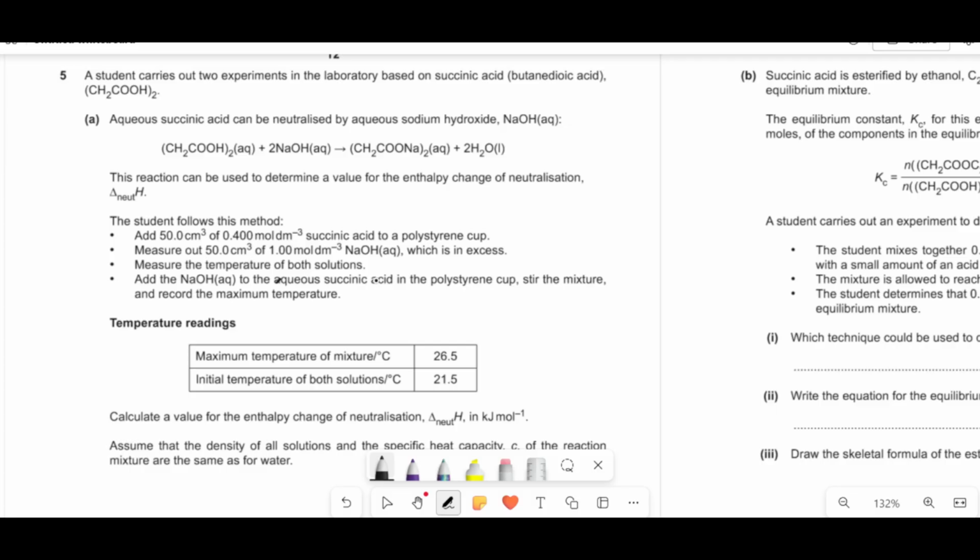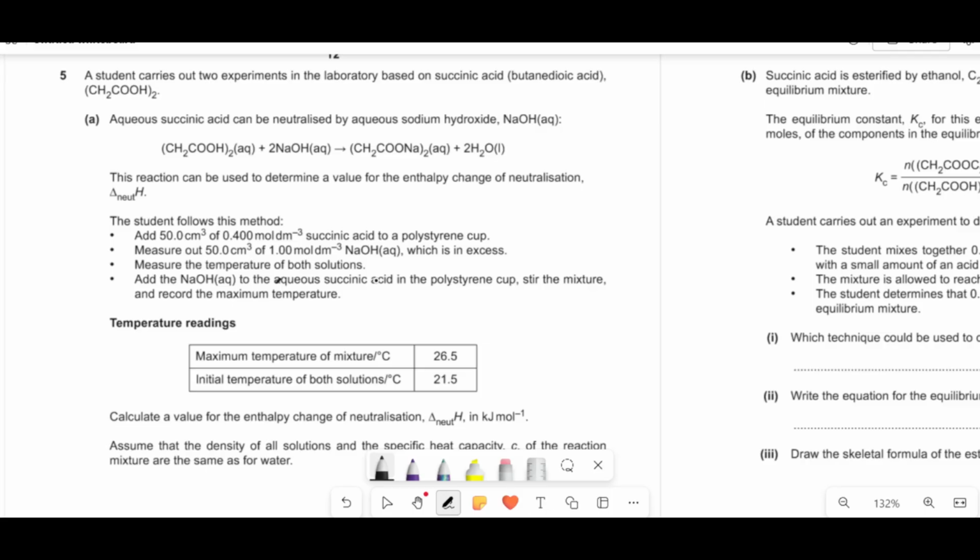That's it. So the student carries out 2 experiments based on succinic acid, which is this, and then aqueous succinic acid can be neutralized by aqueous sodium hydroxide here, and this reaction can be used to determine a value for the enthalpy of neutralization, which is where 1 mole of water is produced from the neutralization of an acid and an alkali. Blah, blah, blah, standard states, all that, right?